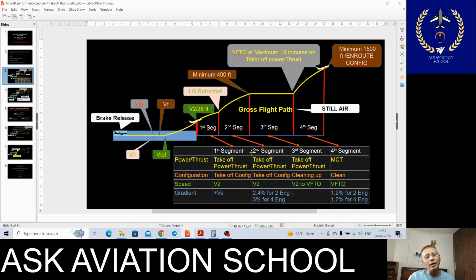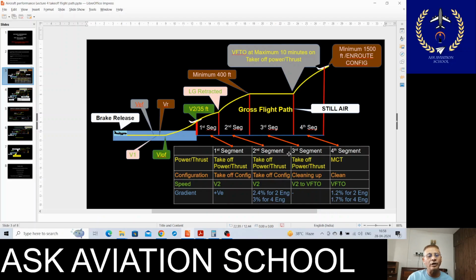Once the landing gear is fully retracted, the second segment starts. During this segment, the power or thrust rating will still be at takeoff power or takeoff thrust. The aircraft is still in takeoff configuration, and you are climbing at a speed of V2 with a minimum gradient of 2.4% for twin engine aircraft and 3% for 4-engine aircraft.